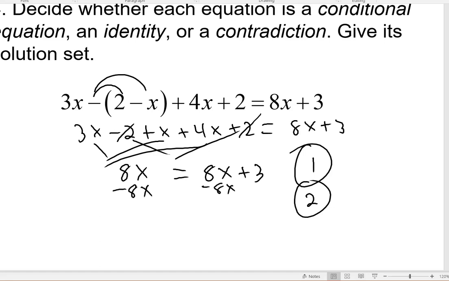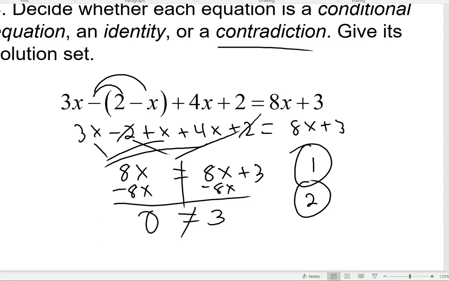The scariest thing I've seen people do is say 8x minus 8x and they put x. That's utter nonsense. 8 minus 8 is not 1. It is 0. It goes away. And I get 0 equals 3. We've seen this before. If 0 equals 3, these equations will never be equal. That makes it no solution, or what the book calls a contradiction.